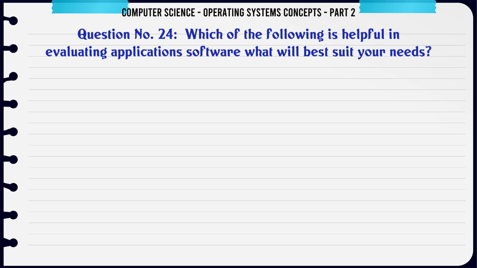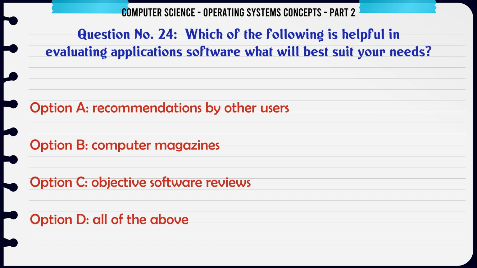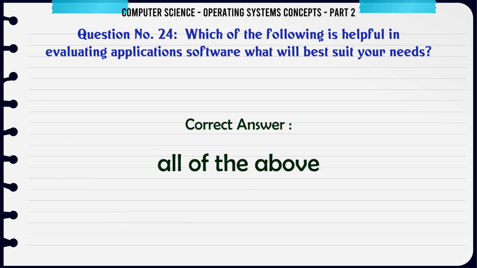Which of the following is helpful in evaluating applications software? What will best suit your needs? A. recommendations by other users. B. computer magazines. C. objective software reviews. D. all of the above. The correct answer is all of the above.